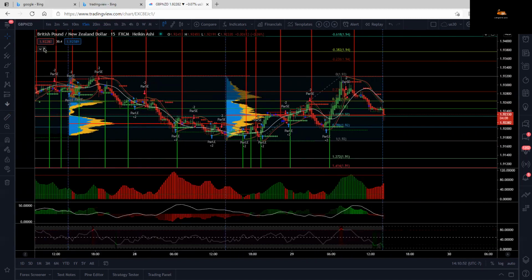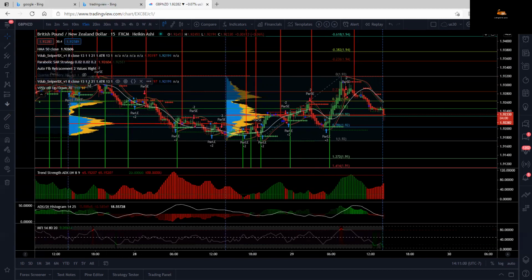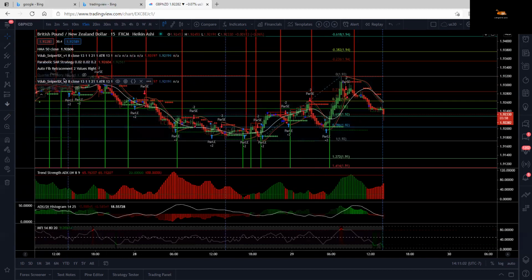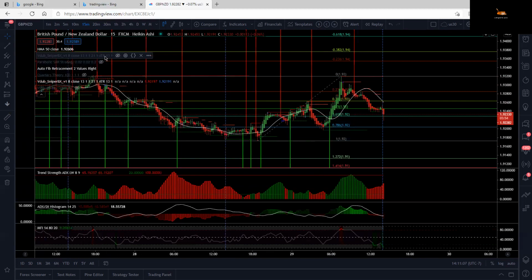Let me take this. This is a volume indicator. You can use this too. It's telling you where all the volume in the market is at. So let's take this off. Let's take some of this stuff off to clean this chart up a little bit.